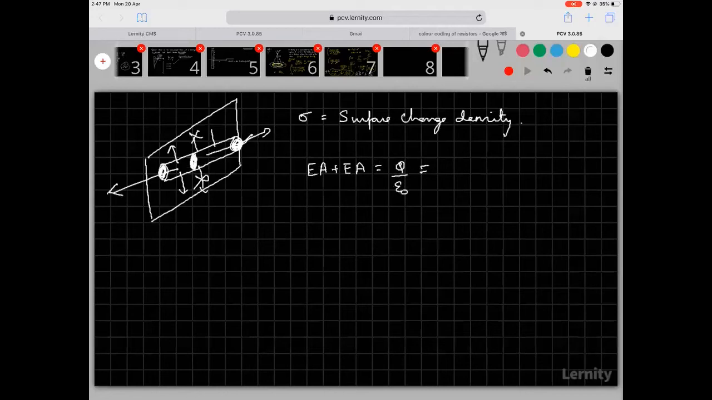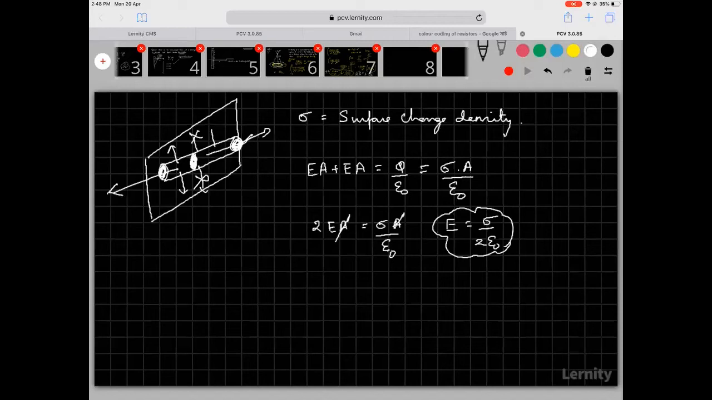Q here is nothing but the charge density sigma into A by epsilon naught. So 2 times E into A is equal to sigma into A by epsilon naught. So the area gets cancelled. So the electric field is equal to sigma by 2 epsilon naught. See, what we took so much time to do while we were working with the disk and Coulomb's law, we could do it in a fraction of a minute by using Gauss law. So if you apply Gauss law, the electric field is equal to sigma by 2 epsilon naught.